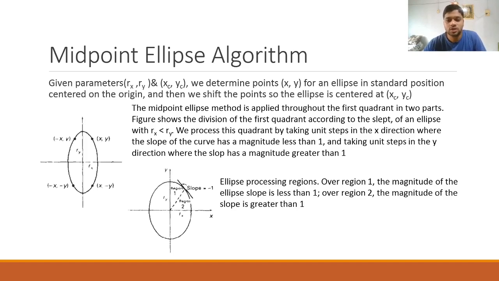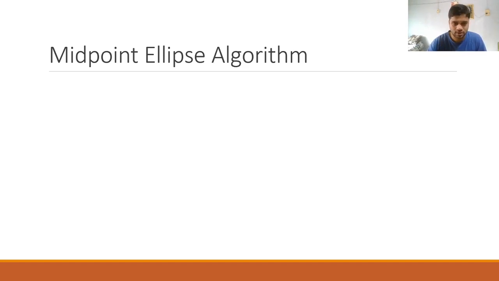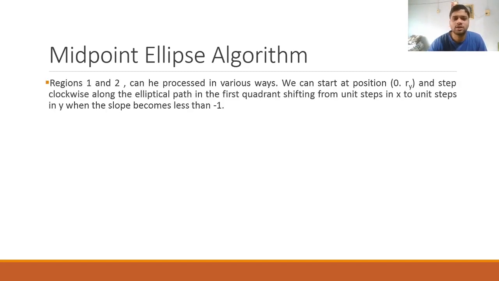So, ellipse processing regions: over region 1 the magnitude of the ellipse slope is less than 1, over region 2 the magnitude of the ellipse slope is greater than 1. That's what I just discussed. Region 1 and 2 can be processed in various ways. So there are various possibilities.